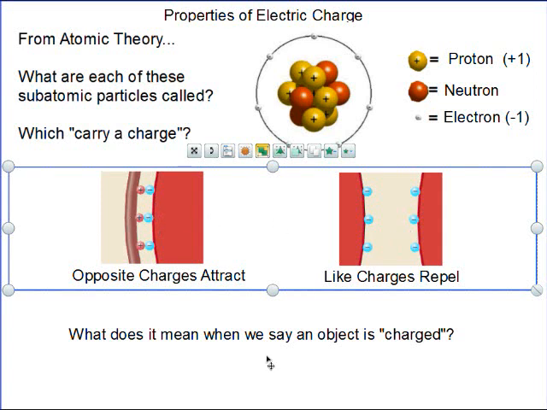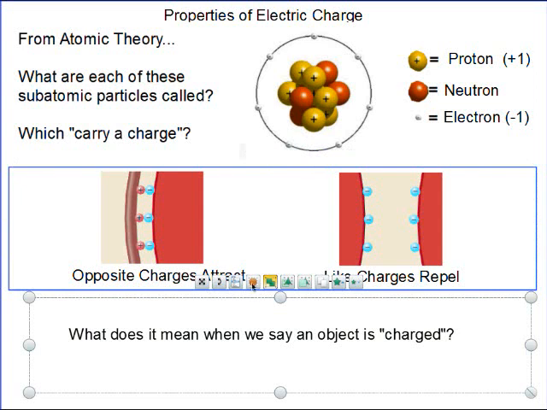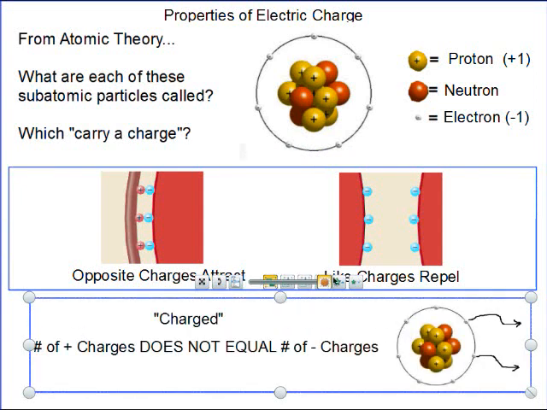Now what does it mean when we say that an object is charged? Simply, that just means that there is an inequality between the number of positive charges and the number of negative charges. So when we say something is charged, that just means that there's more of one type of charge than the other. So in this particular example, if we lose a couple of electrons to go somewhere else, then this will carry a positive charge, since we now have more positives than negatives.